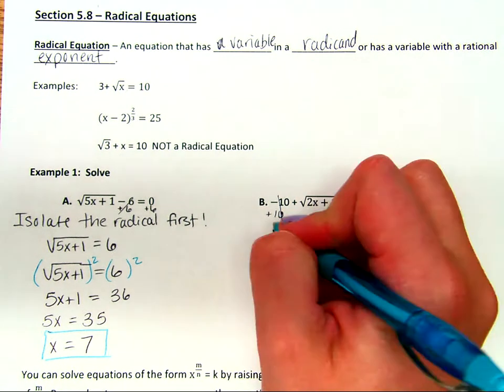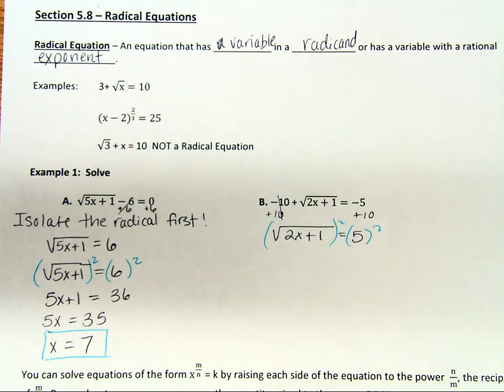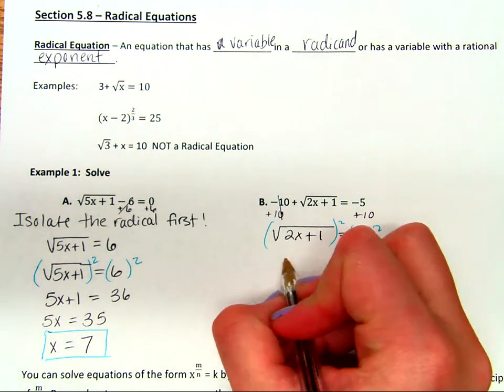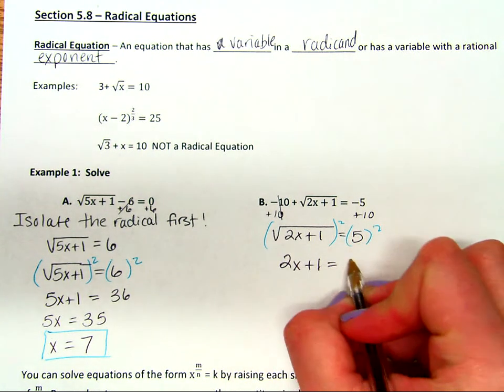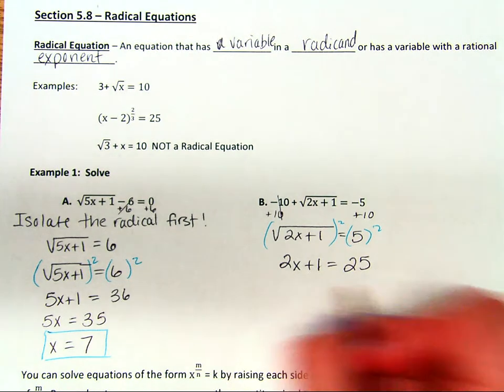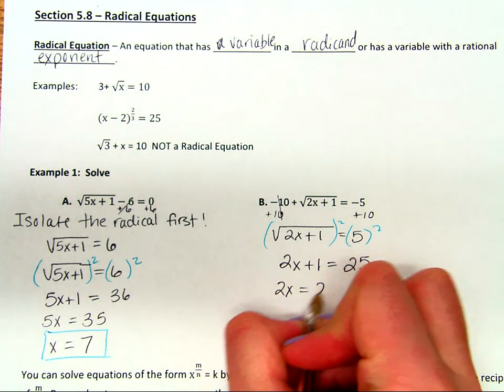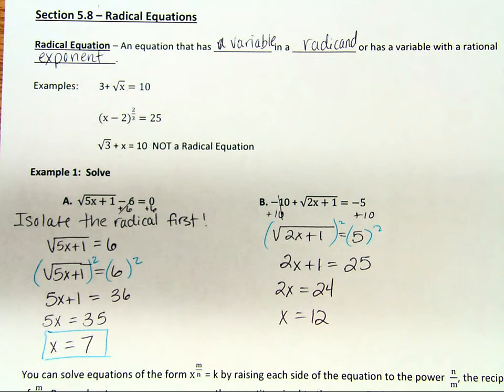So I'm going to go ahead and square both sides. It's a square root, so squaring that square root undoes the square root. It's an inverse operation. So I get 2x plus 1 equals 5 squared, which is 25. And now I just have a simple two-step equation. Subtract 1 from both sides and divide by 2. And I'm done.